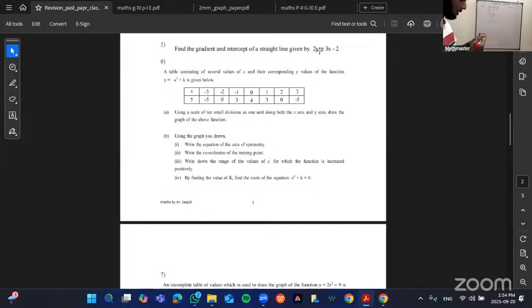Then they have asked what is the gradient and what is the intercept. So here is the gradient. Gradient is m. So the gradient here is 3 over 2. And the intercept is c. So here the c is what? 1? This is minus 1. So this is the intercept. Minus 1 is the intercept. 3 over 2x. Here this minus 1 is the intercept here.